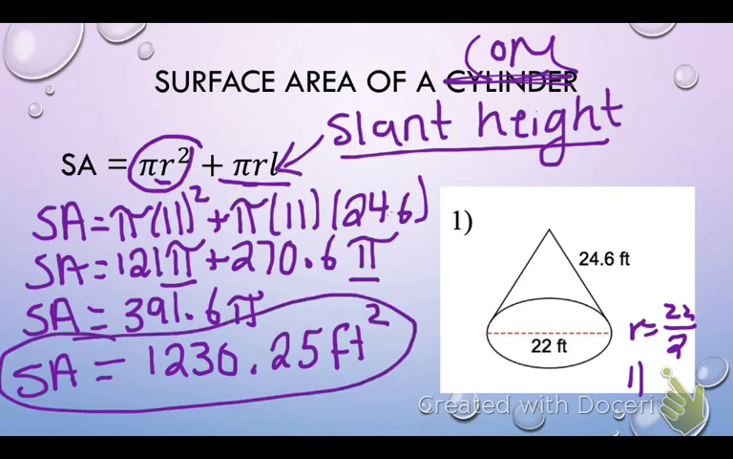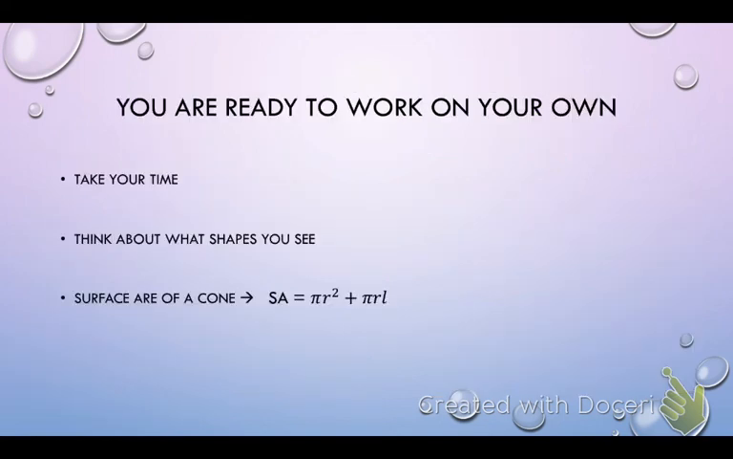That one should be easy for you because you have a formula, but rewrite the formula every time so you get it in your minds. All right, you are ready to work on your own. Take your time. Think about what shapes you see and how many of them there are. Remember, surface area of a cone is pi r squared plus pi r l. And you really need to have that memorized. If you have questions, please ask.